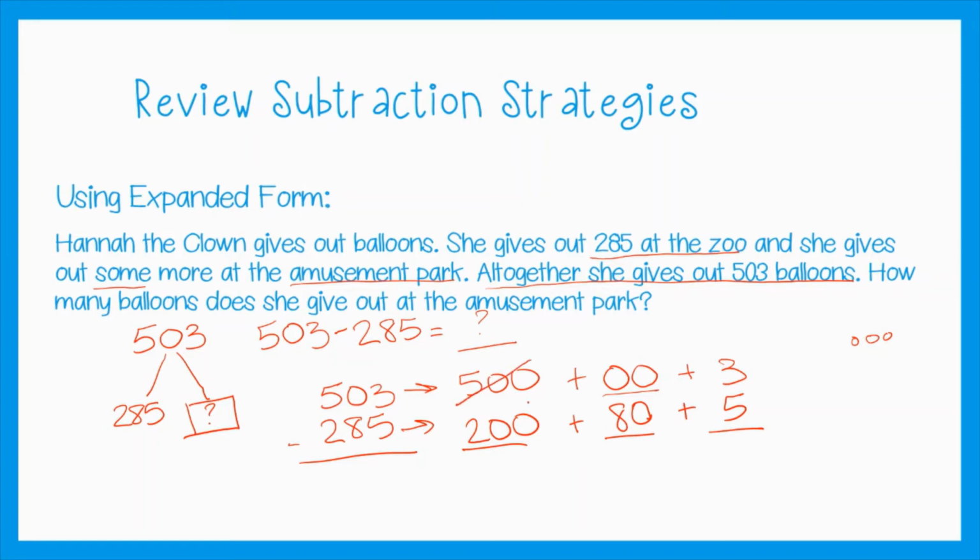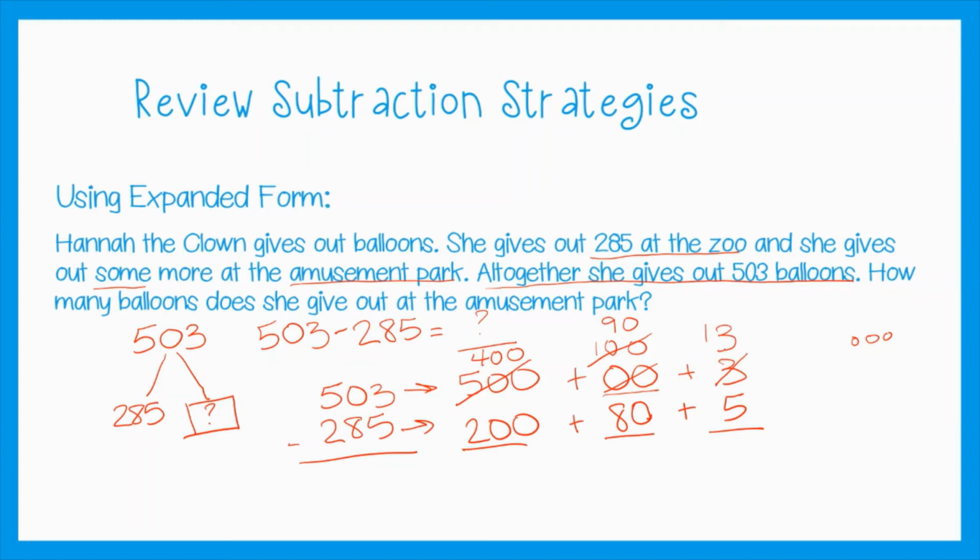So 500, if I take away 100 to ungroup it, that leaves me with 400. I'm going to add that 100 to my tens. So I have 0 tens plus 100 is 100. And now I can ungroup from my 100 and take away a 10 to add to my ones. So 100 minus 10 is 90. And then I'm going to add that 10 to my ones. So 10 plus 3 is 13.